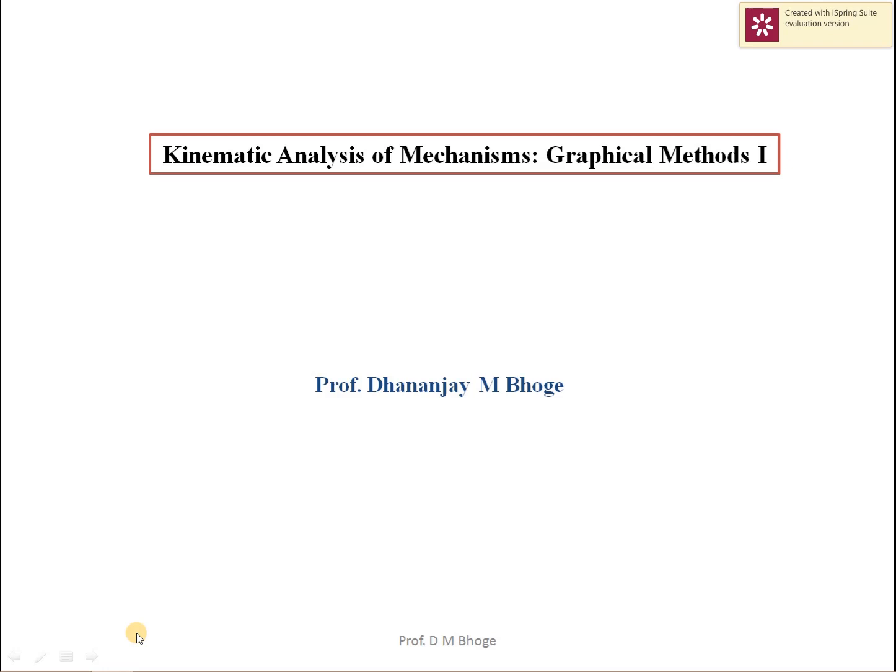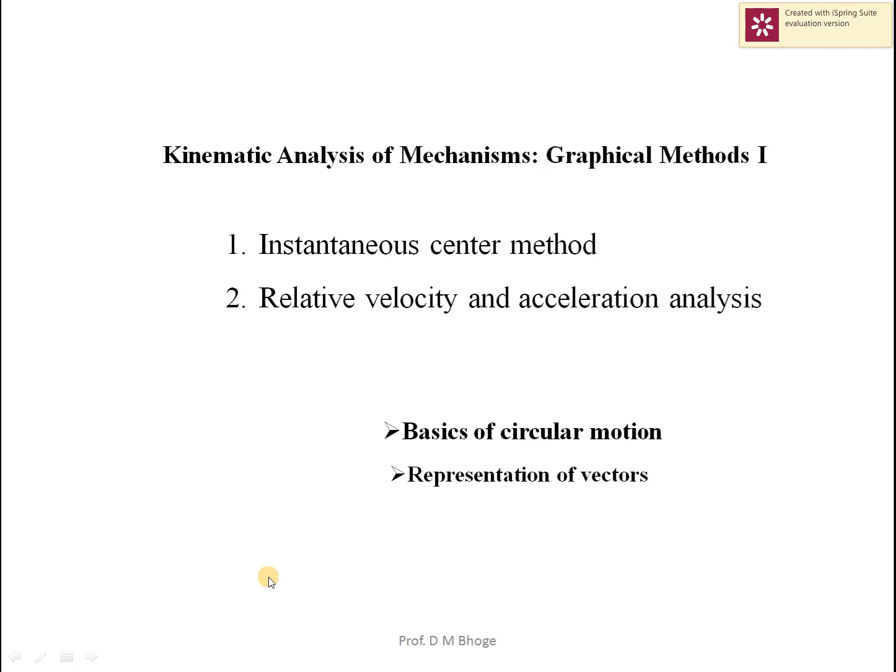Hello everyone, welcome to the lecture series on kinematic analysis of mechanisms using graphical methods 1. Under this, we are studying two graphical methods for kinematic analysis. First is instantaneous center method and second is relative velocity and acceleration analysis method.